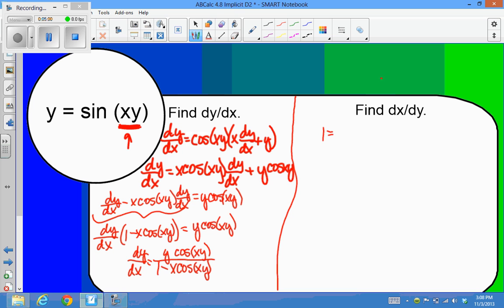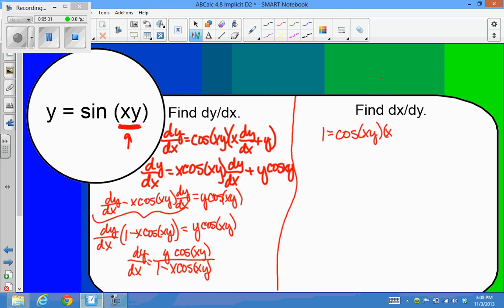I no longer have to put the dy/dx because I wasn't taking it with respect to x anymore. I'm taking it with respect to y. So now my left-hand side is 1 equals, still on the right-hand side, the outside function is a sine, so the derivative of that is cosine xy. Again, chain rule, I have to take the derivative of the inside, so that's going to be the first times the derivative of the second, but this time the derivative of y is just 1.